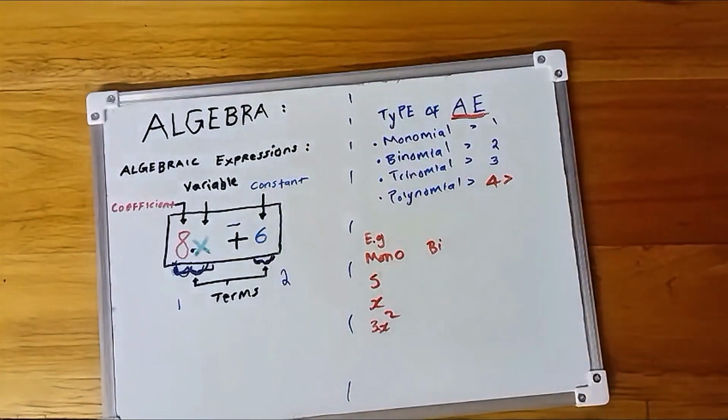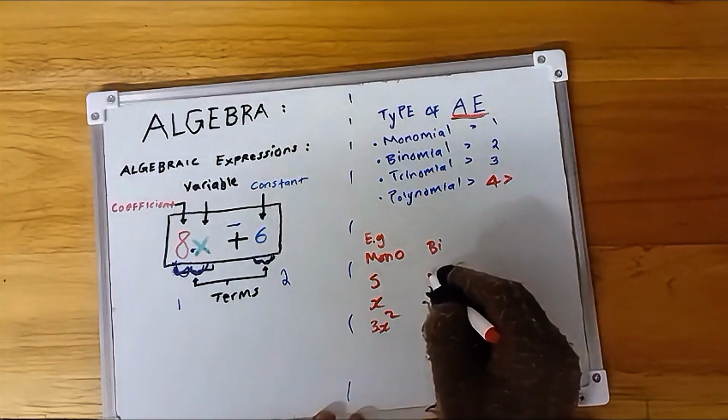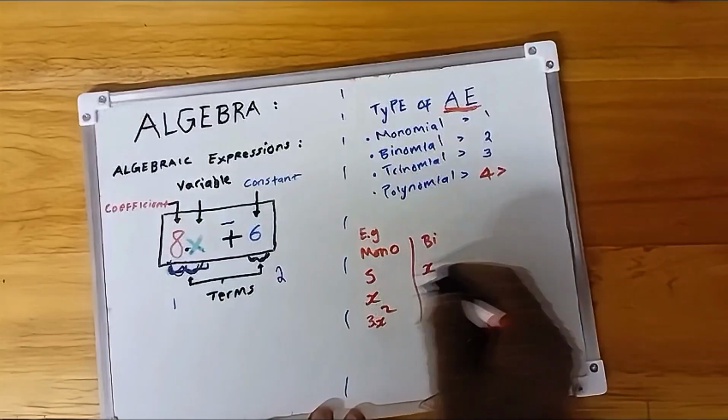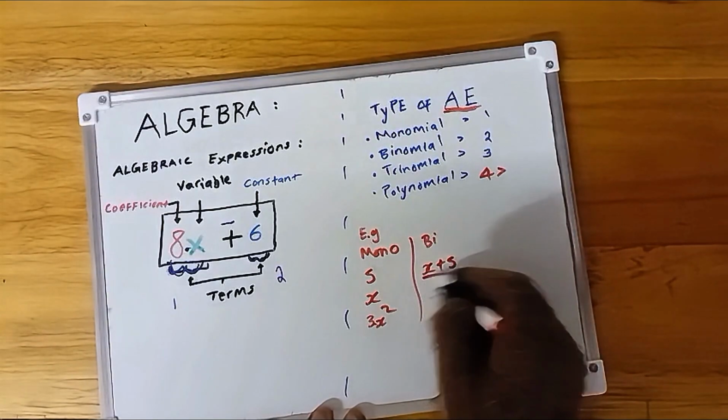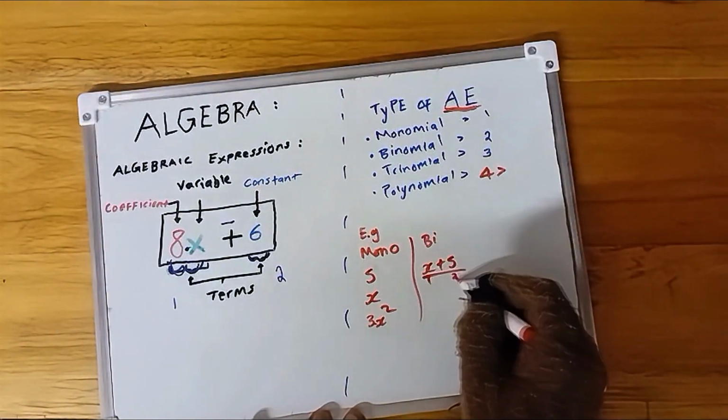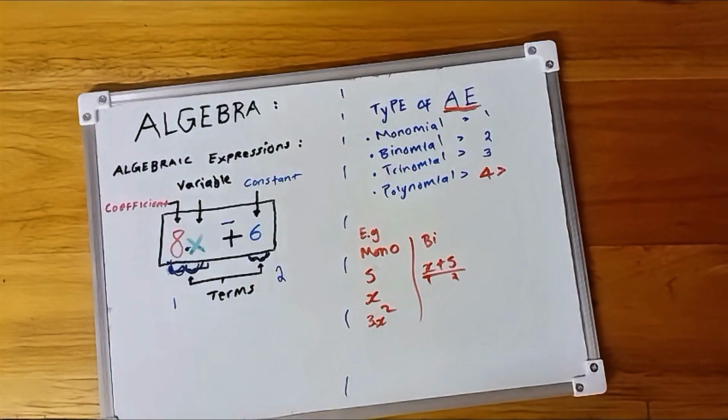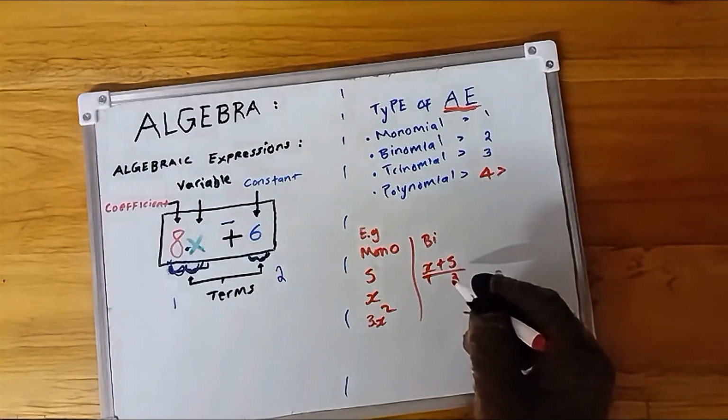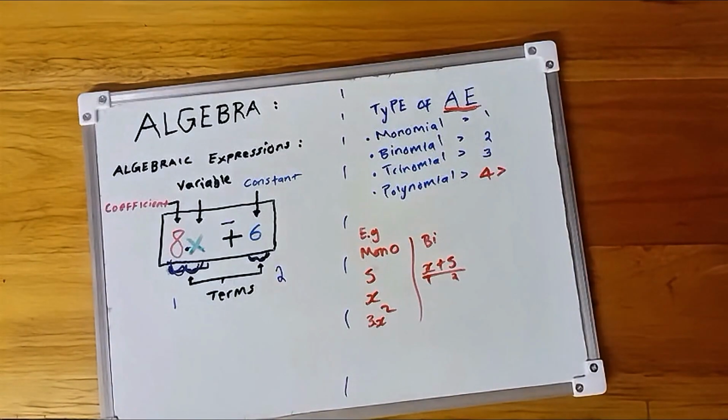Moving to a binomial. A binomial is an algebraic expression consisting of exactly two terms which are separated by a positive or a negative sign. Only two, not less or more. So if I just choose x plus 5, this is a binomial, term 1 and term 2, only 2. You can choose to combine anything here, as long as there is a plus or minus, no other sign except the two.